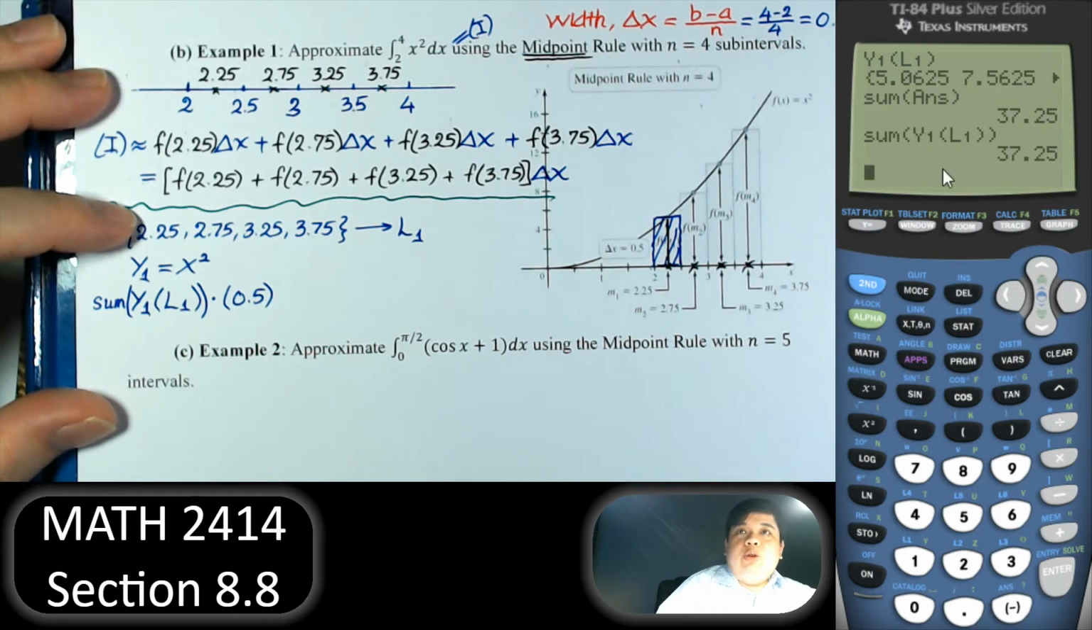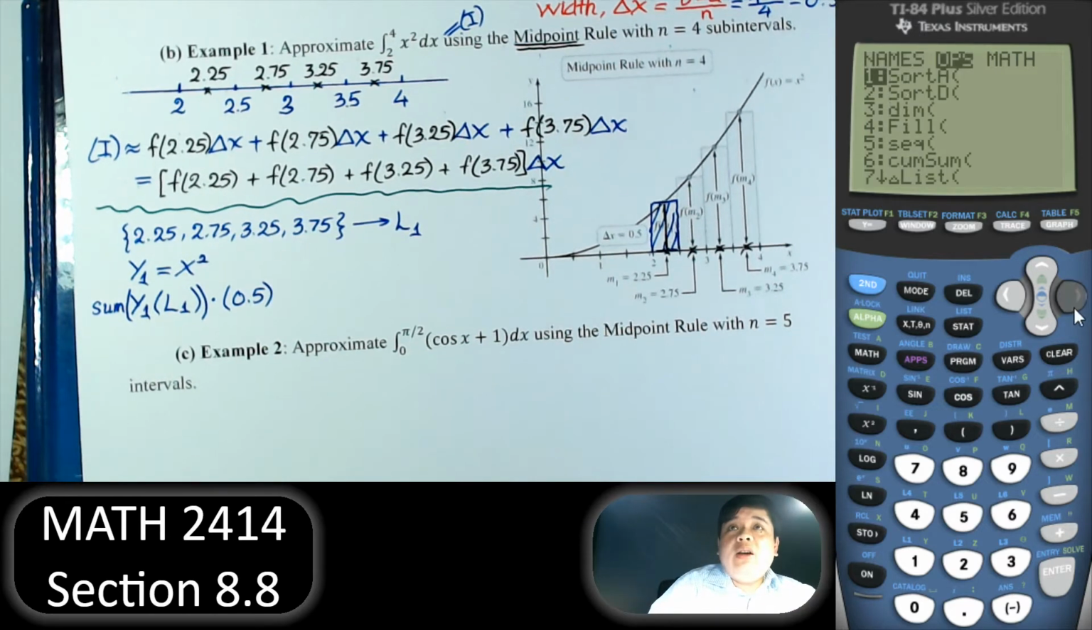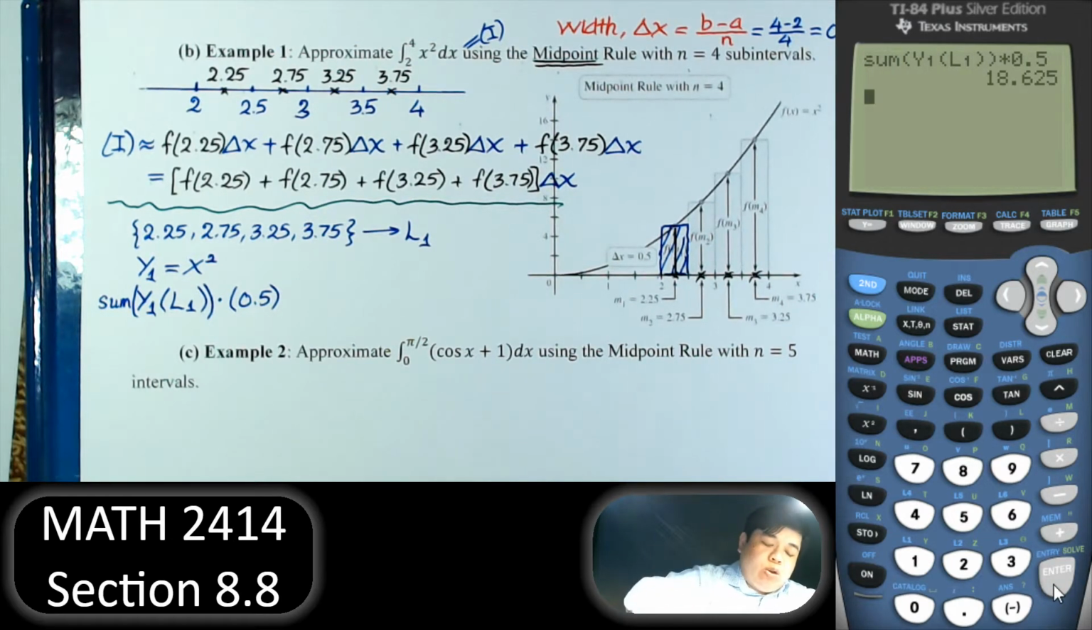So we're just going to do all of this. Once again, second stat, go to math, option number 5, and then alpha trace y1, second 1, L1 multiplied by 0.5. So that is 18.625.